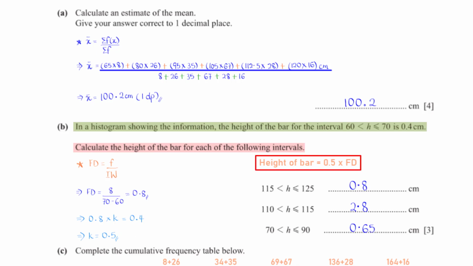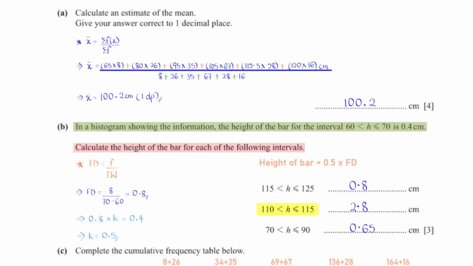So to get the height of the rest of the intervals, we multiply their frequency density by 0.5. For the interval age is greater than 115 and less than or equal to 125, its height will be 0.5 times 16 over 125 minus 115, which is equal to 0.8 centimeters.